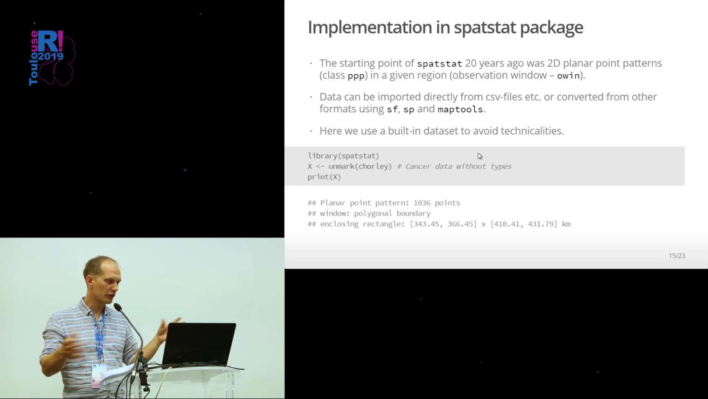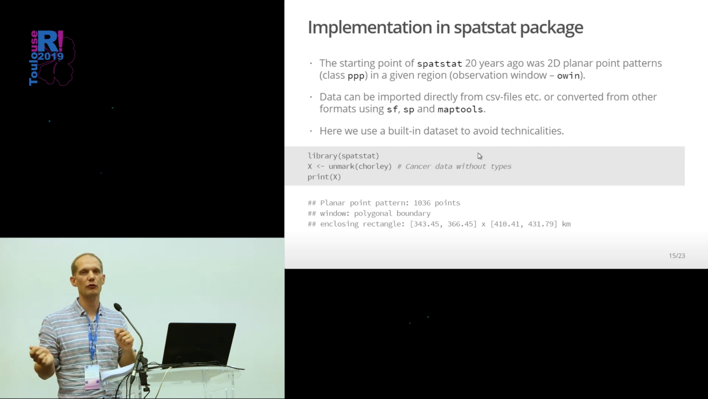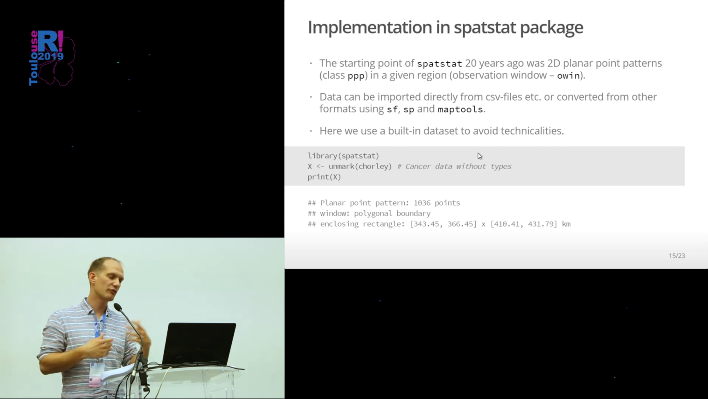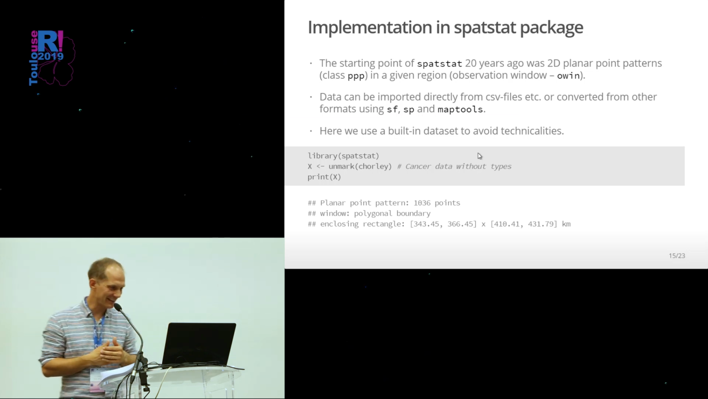So you can import your data from different formats. SpatStat has its own formats, but in the maptools package there are ways to convert back and forth to the more standard spatial formats. And unfortunately, we haven't done anything with sf yet. Somebody needs to do something with sf. Nobody is paying us to do it, so I don't know when, but at some point it'll probably get there.